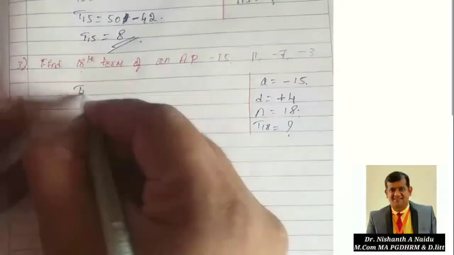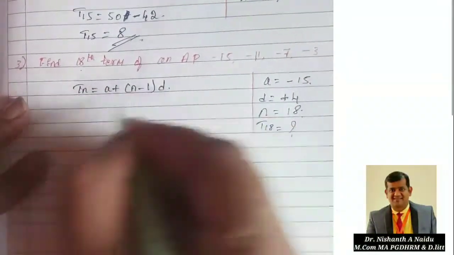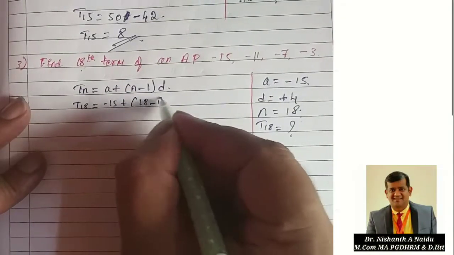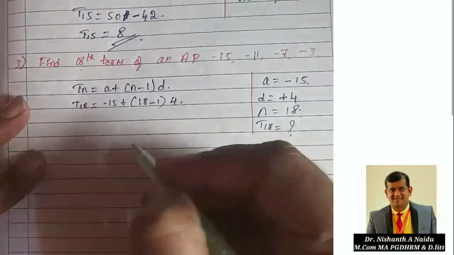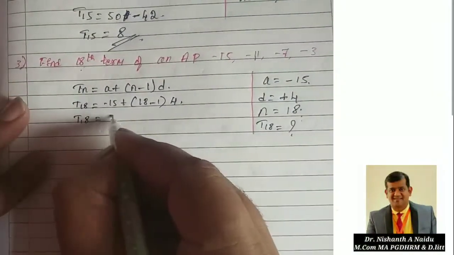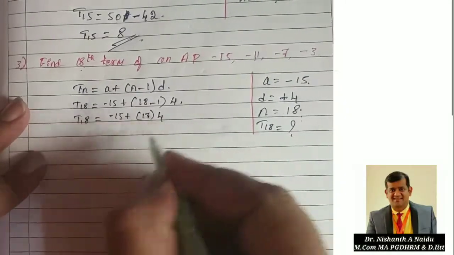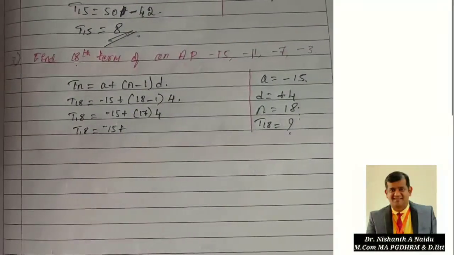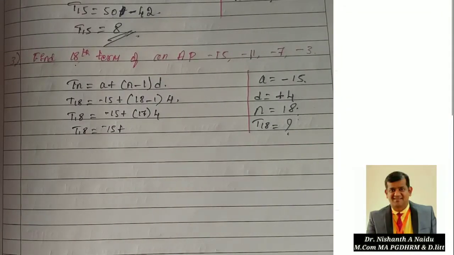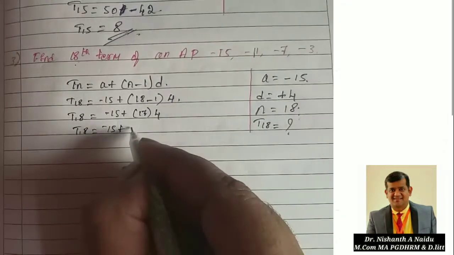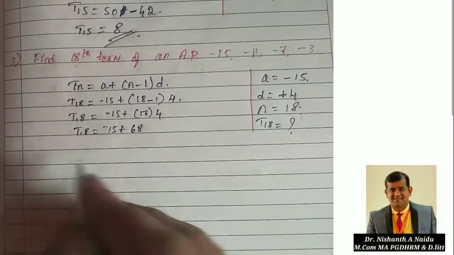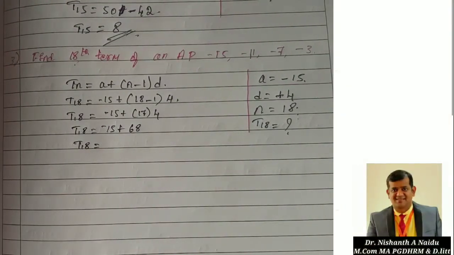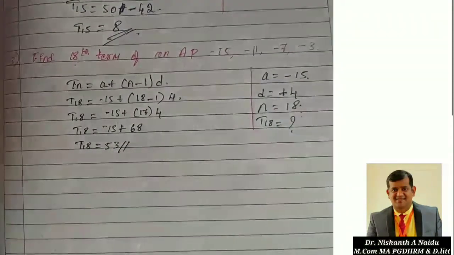Now write down the formula. Tn equals A plus N minus 1 into D. So T18 equals A value, minus 15, plus N is 18 minus 1, into D, which is plus 4. So T18 equals minus 15 plus 17 into 4. 17 into 4 gives you 68. Now T18 equals 68 minus 15, so you will get 53. So T18 is 53. Understood?